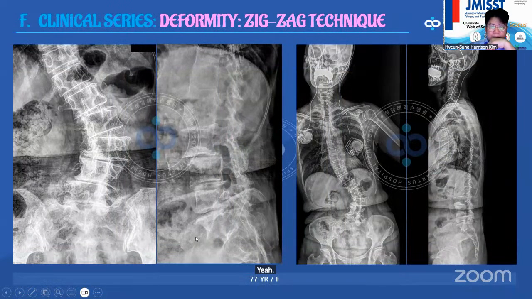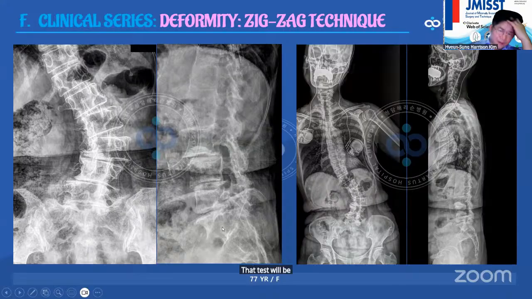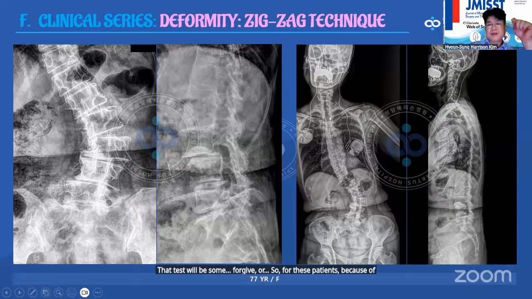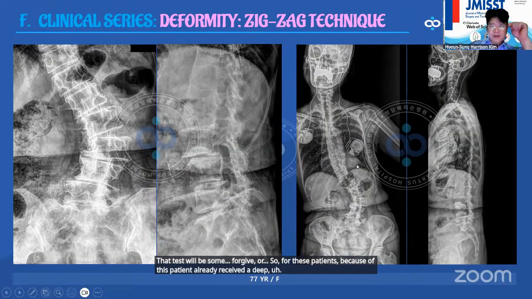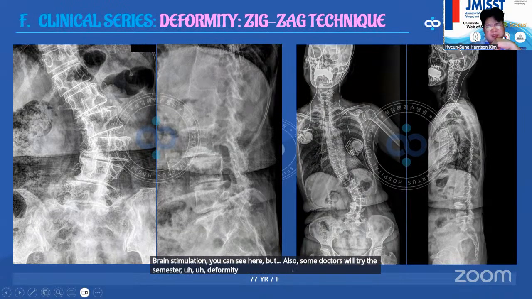If you meet cases like these of severe degenerative deformity, what kind of surgery do you do for this patient? Maybe many doctors will give up on this patient, because this patient already received deep brain stimulation, you can see here. But some doctors will try multiple deformity surgery open, but this is very dangerous because this patient already has some heart problems and is also very old.